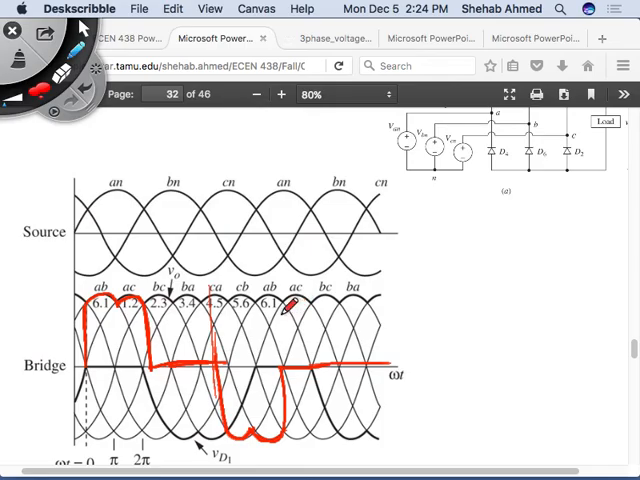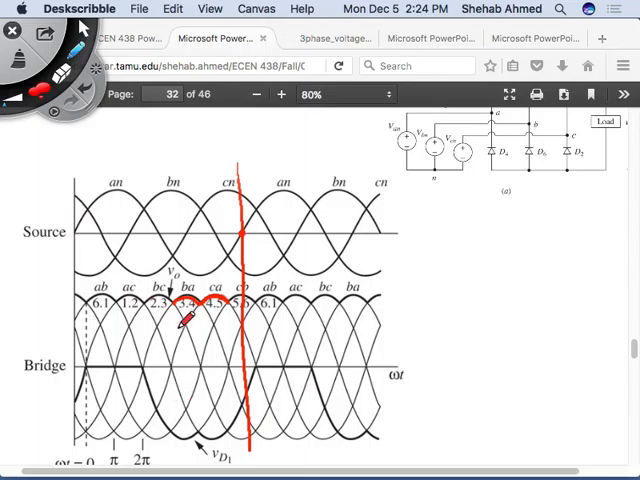This is more than one cycle, I think. Yeah, this is more than one cycle. This is one cycle of the fundamental here, right? This is one cycle of the fundamental.